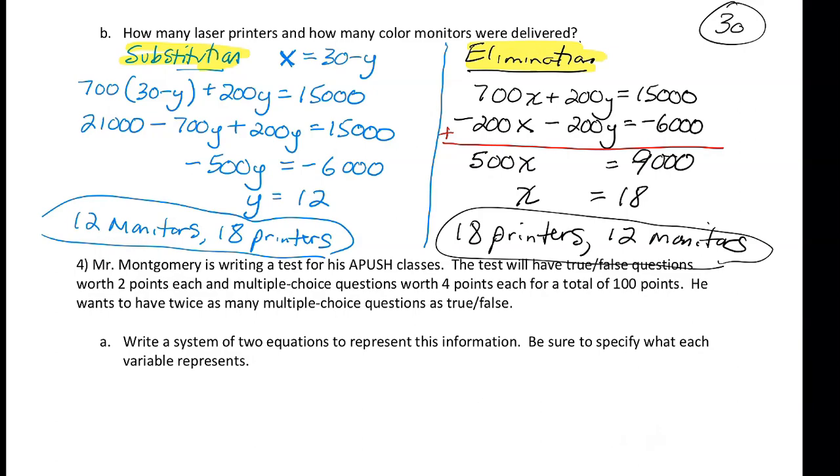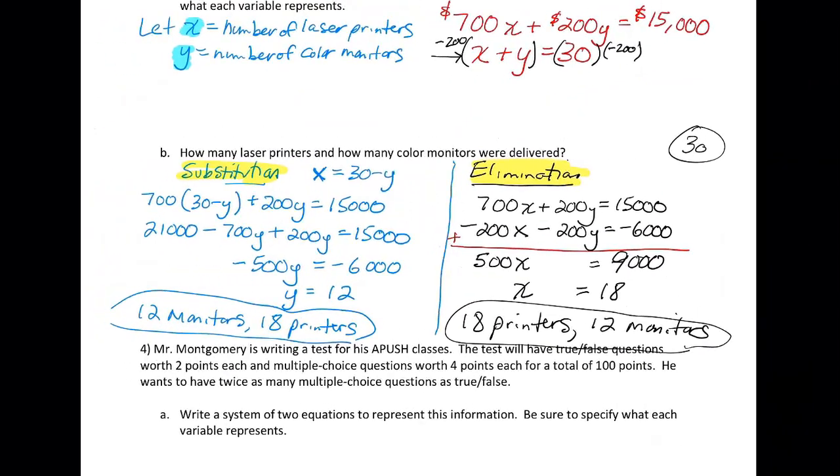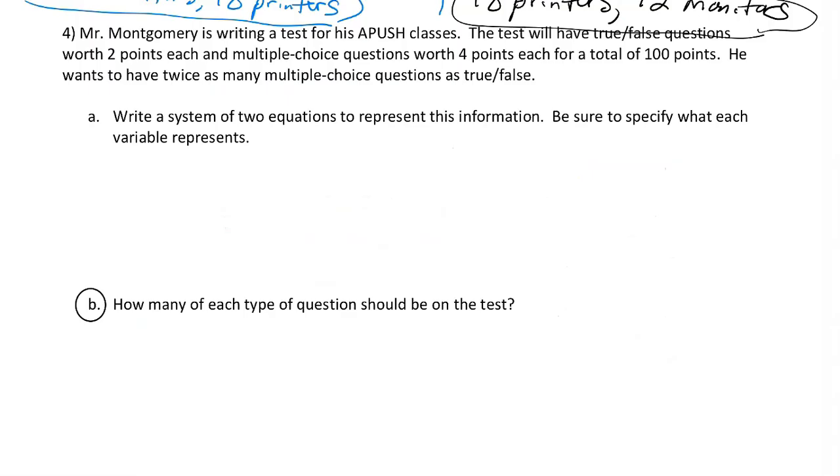Sometimes it's easiest to use substitution when you have one like this, where the coefficients in front of those are both 1. But you could always use elimination too. Let's look at the last one.